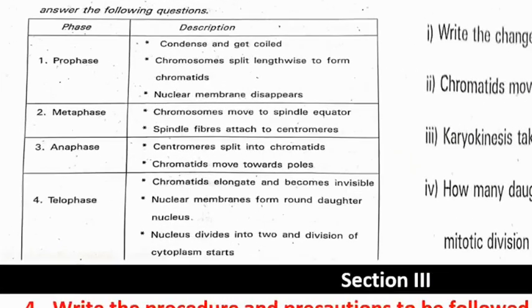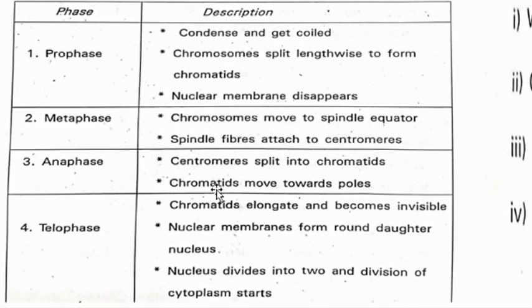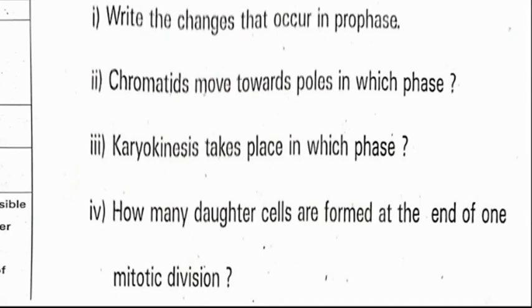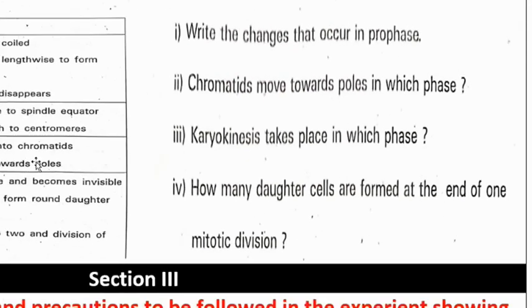Chromatids move towards poles in which phase? So chromatids move towards poles in anaphase. Karyokinesis takes place in which phase? It takes place in telophase. How many daughter cells are formed at the end of one mitotic division? Two similar or identical daughter cells are formed at the end of mitotic division.